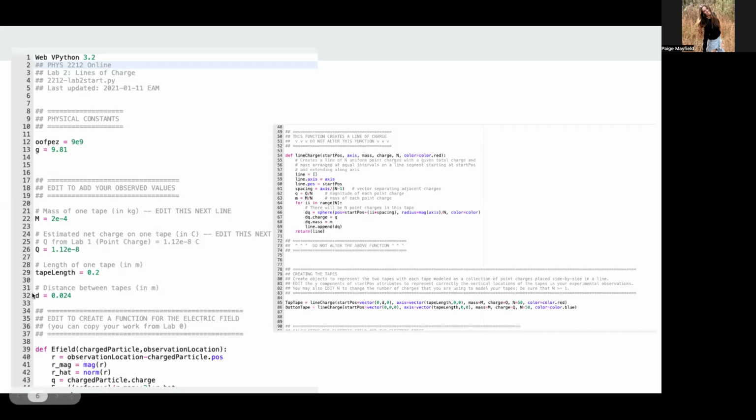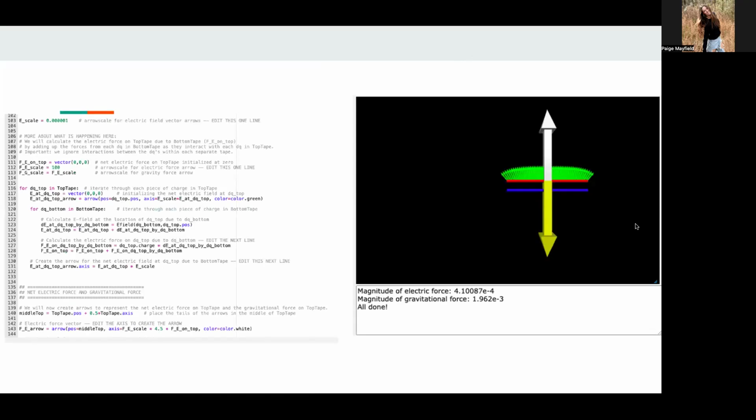You can see here we put in our distance, our length, and we changed the scaling. Then this was the model we created, and these are the magnitudes calculated.